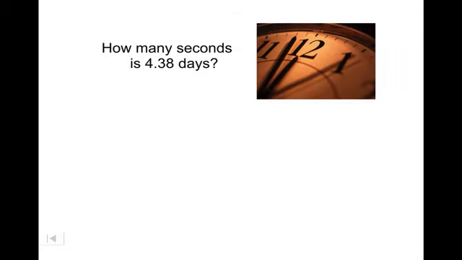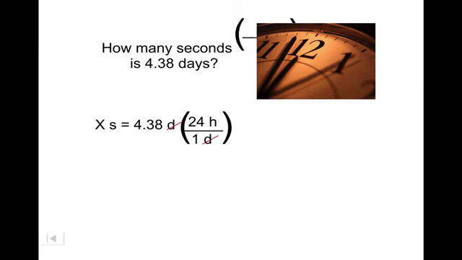How many seconds is 4.38 days? We're going to start with 4.38 days, and we're going to have to go from days to hours. 1 day has 24 hours. We put the day on the bottom so it cancels out. Now we're going to have to go from hours into minutes. 1 hour equals 60 minutes. We put the hour on the bottom so that it cancels out. But again, that line that divides them is an equals.